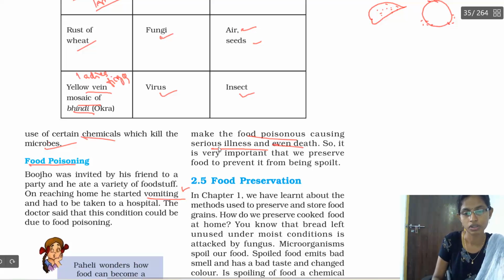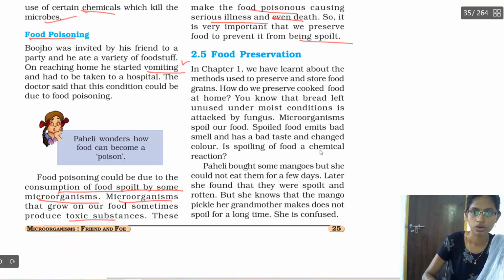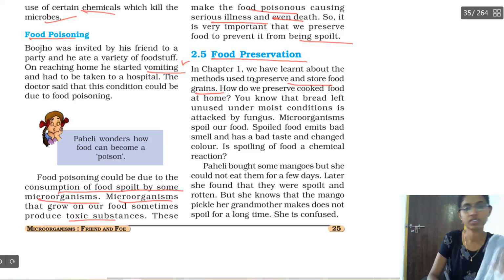So it is very important to make sure that whatever food we eat is not spoiled. So how is food preserved? Okay, food preservation. In your previous chapter we learned how grains or food are stored, okay? So how do we preserve cooked food at home? We keep it in the refrigerator, right?